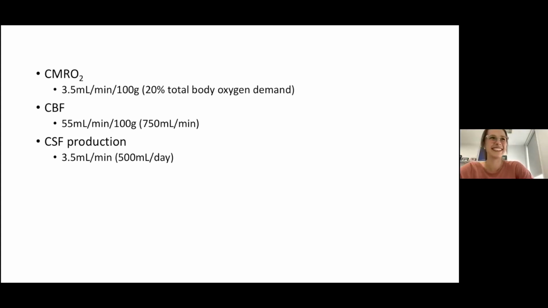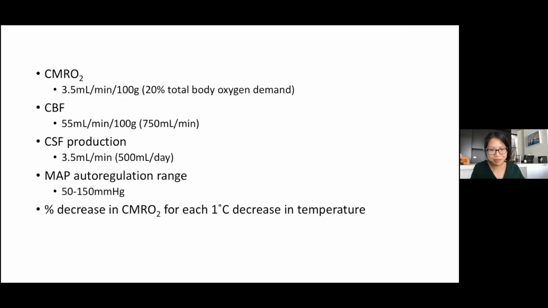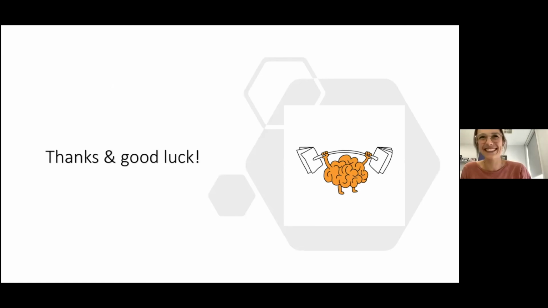Great work, everyone. Next question. What's the MAP autoregulation range? Great work. And last but not least, what percent decrease in CMRO2 do you get for each 1 degree decrease in temperature? Beautiful. Awesome. Great work, everyone.